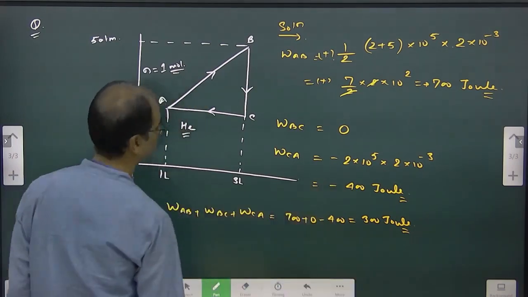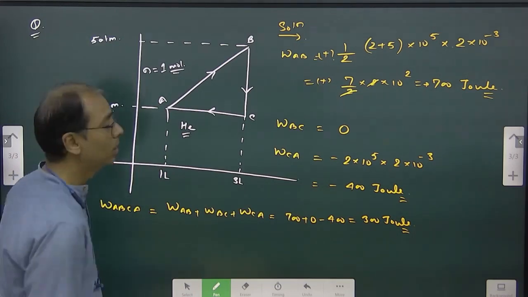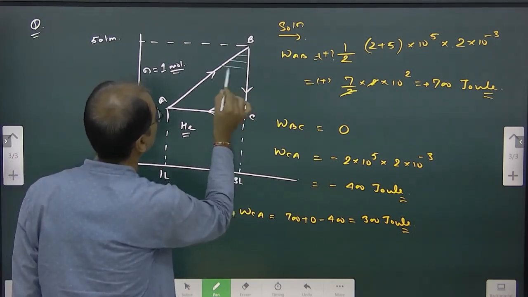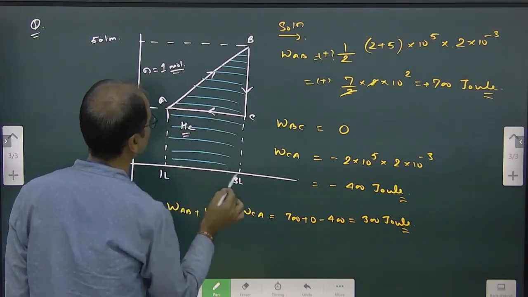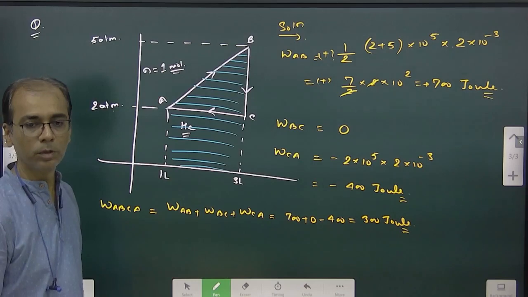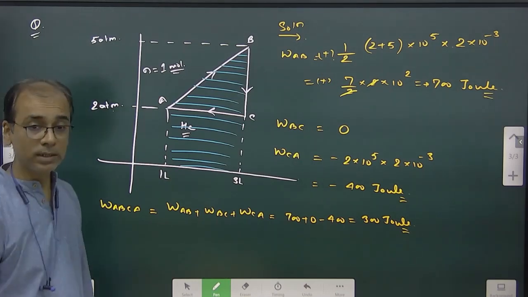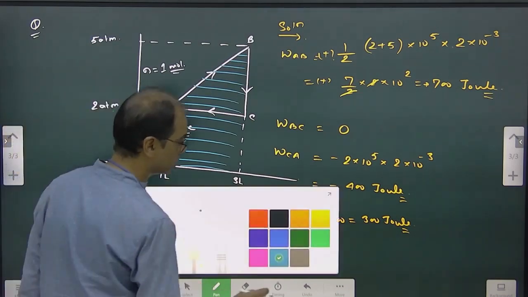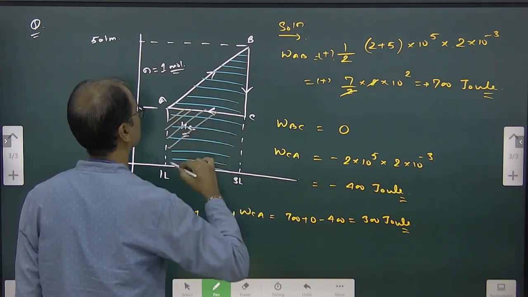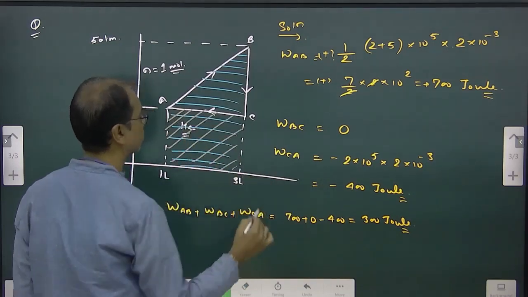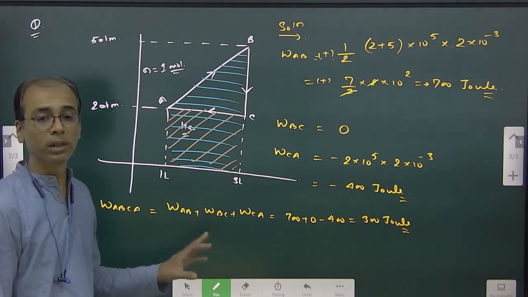Now suppose I am talking about work done in which process? AB. Work done in process AB was what? This. This entire thing is work done in process AB with blue. Okay. Then work done in process AC is what? Work done in process AC is this one. Correct?